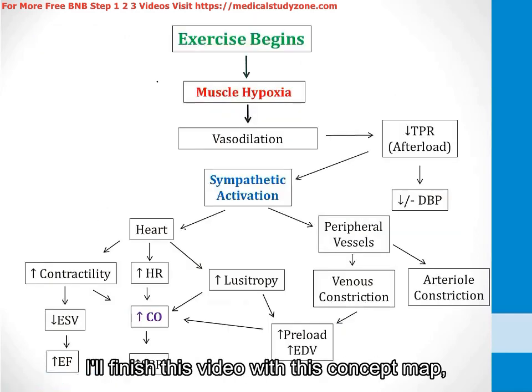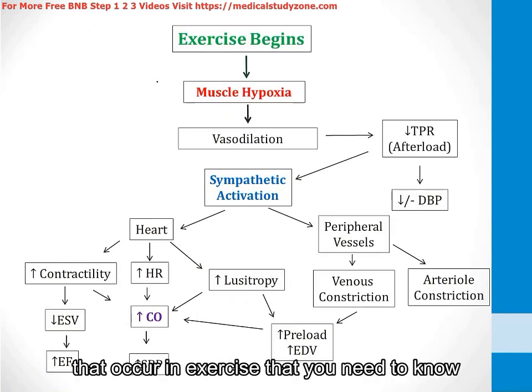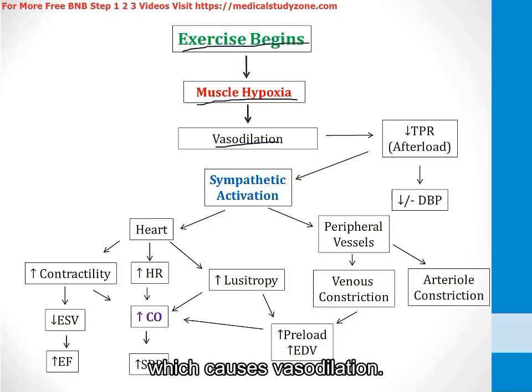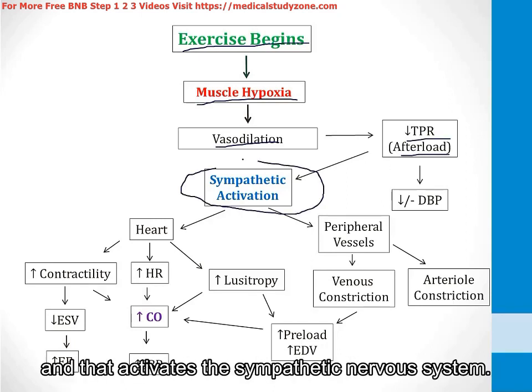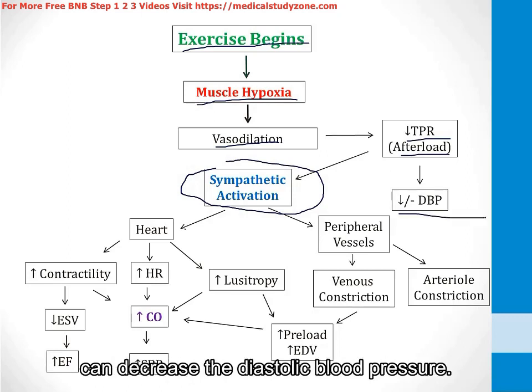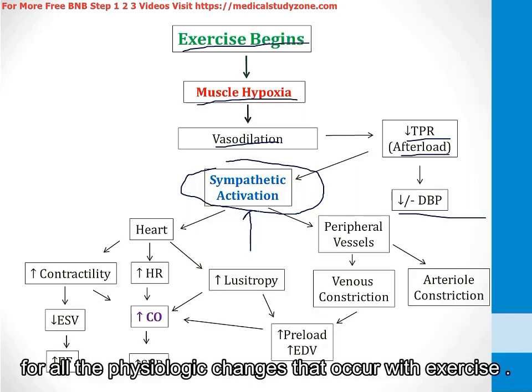I'll finish this video with this concept map, which summarizes all the changes that occur in exercise that you need to know for the Step 1 exam. So when exercise begins, this leads to muscle hypoxia, which causes vasodilation. Vasodilation lowers the TPR, it lowers the afterload, and that activates the sympathetic nervous system. In addition, the lowering of afterload can decrease the diastolic blood pressure. At this point, the sympathetic nervous system becomes the mediator for all the physiologic changes that occur with exercise.